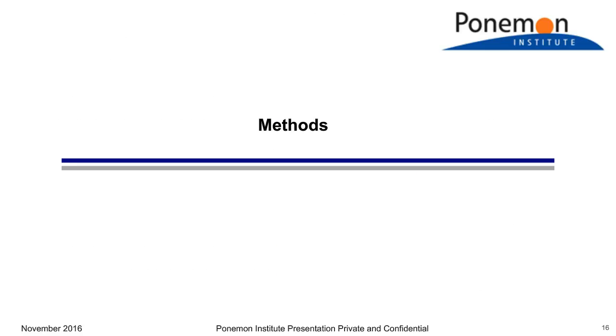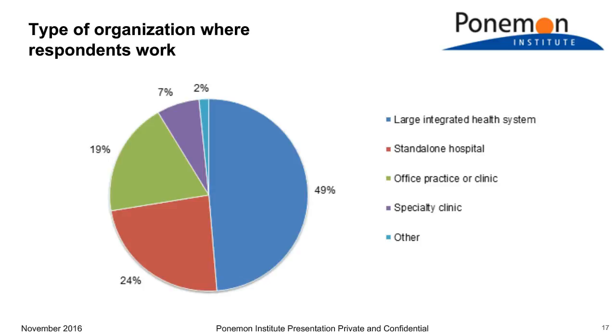And now we're going to talk a little bit about methods. Remember I told you we have a whole bunch of folks in different size hospitals, ranging from large integrated health systems to standalone hospitals, office practices, clinics, specialty clinics, and others. So the largest slice of the pie is the large integrated health system, followed by the standalone hospital. Next slide.